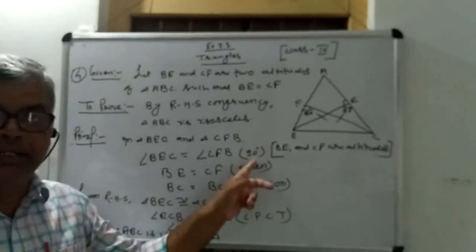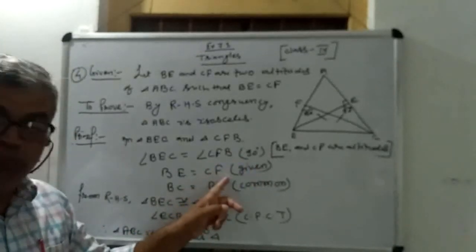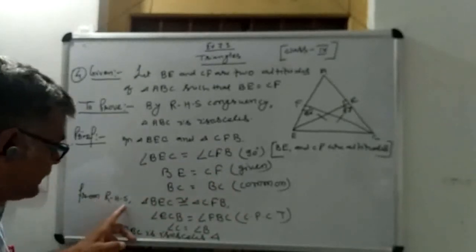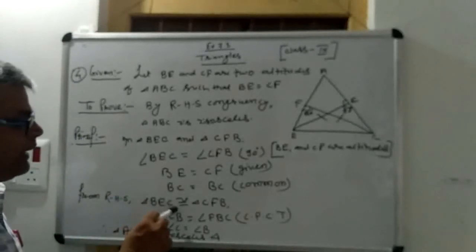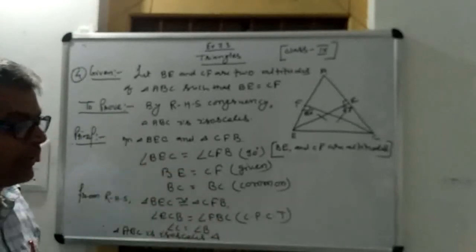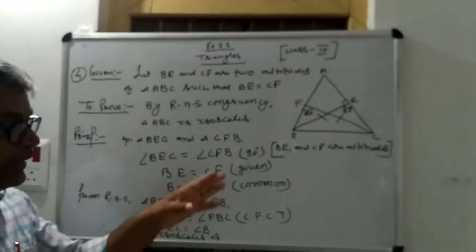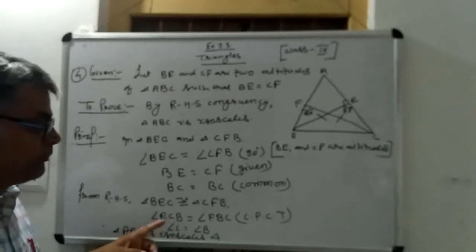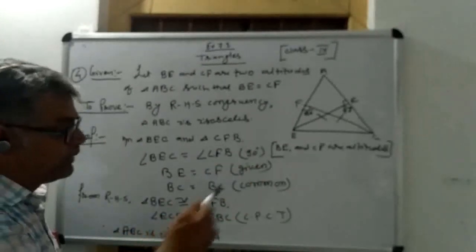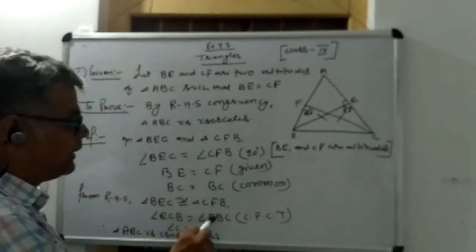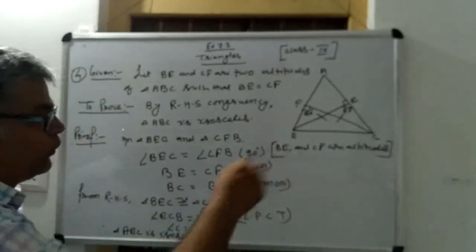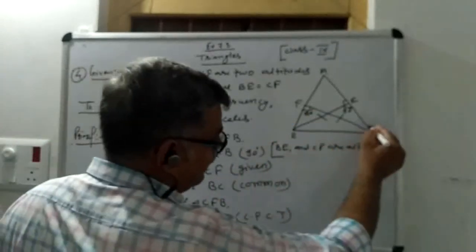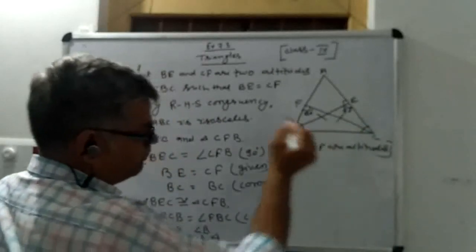This becomes 90 degree right angle. This becomes one side of the triangle, and this is your hypotenuse. So by RHS condition now, triangle BEC becomes congruent to triangle CFB. And when these two triangles become congruent, then by the property of CPCT, you may write angle ECB is equal to angle FBC, which can also be written as angle C. This angle C becomes equal to angle B.